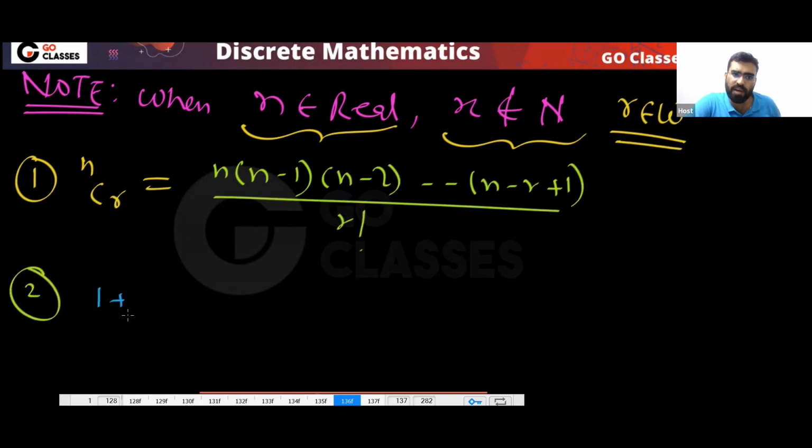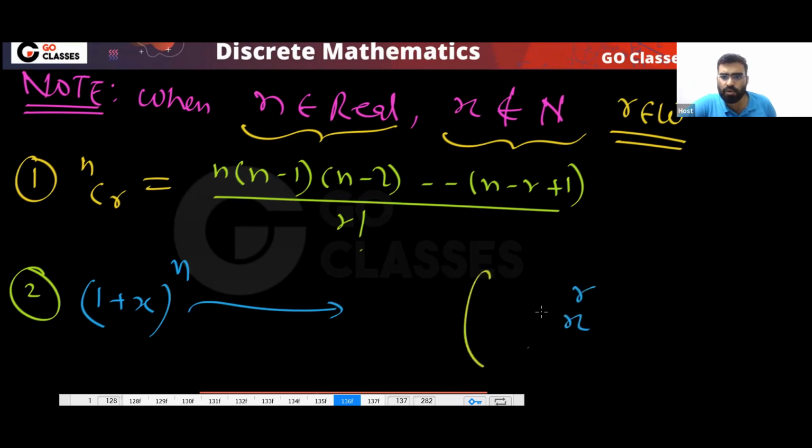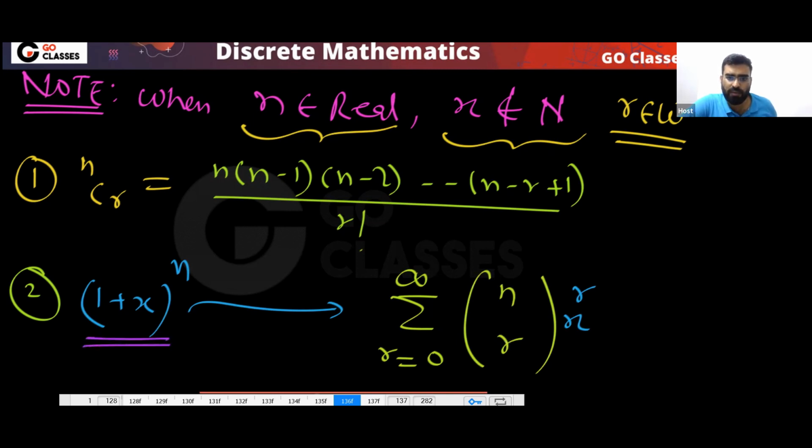Also, you can find (1 plus x) power n. Tell me, what will be the coefficient of x power r? That will be NCR, summation where r is going from 0 to infinity. So remember, the coefficient of x power r will be NCR. Don't say NCN minus r. So only this is what we have.